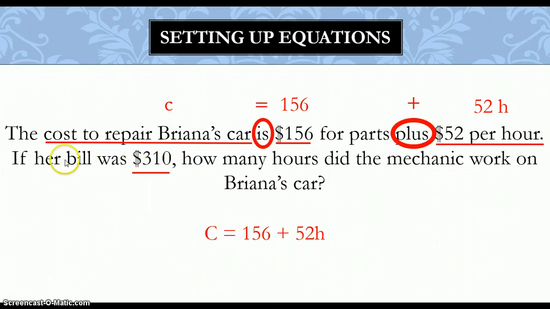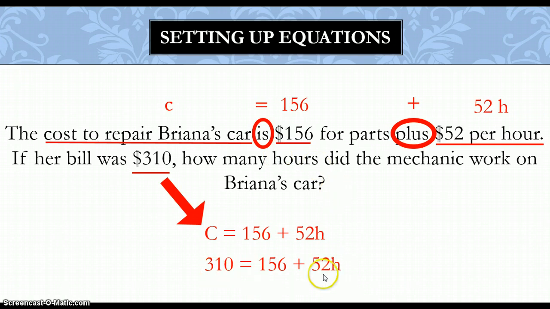Then this is telling us that if she paid $310, then that means that was the cost of repairing her car, right? In other words, we're going to take the $310, and since now we know that the cost really is $310, I'm just going to replace my C with 310, and I'm going to end up with 310 equals 156 plus 52H. How many hours did the mechanic work on Brianna's car? So this is what I'm looking for. I'm looking for hours. And looking at my equation, I see very clearly that I can easily solve this equation for H. I need to figure out what hours are.